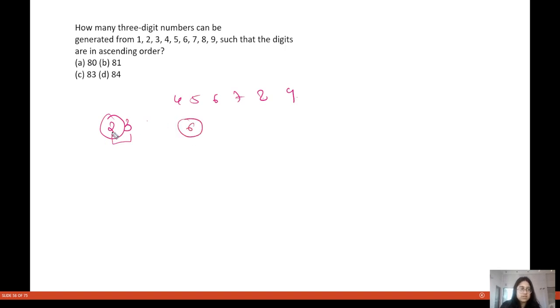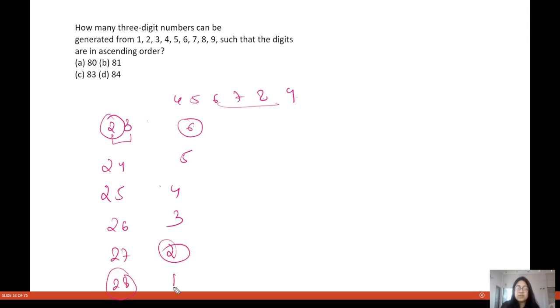Okay, 6 numbers. Then if you put 4 here, how many numbers? 5 numbers. If you put 5 here, 4 numbers. If you put 6 here, 3 numbers. If you put 7 here, 2 numbers. If you put 8 here, only 1 number. So just calculate 6 plus 5 plus 4 plus 3 plus 2 plus 1. How much is there? You have this as 15. Earlier you were having 28, now you have 15 choices. Fine.